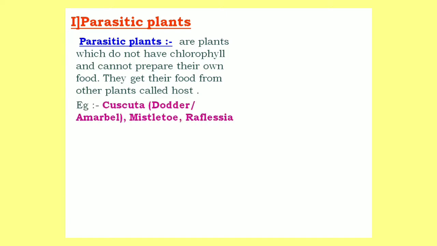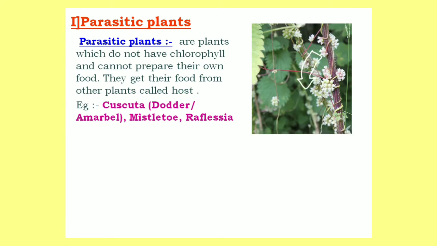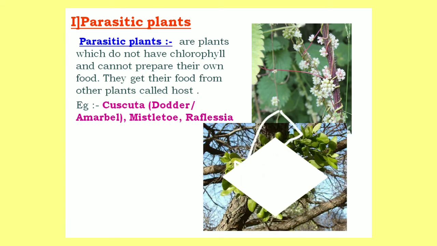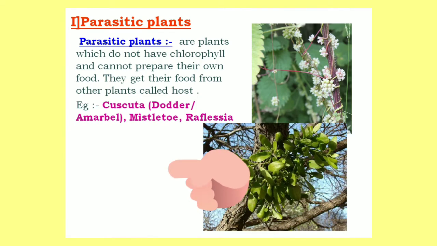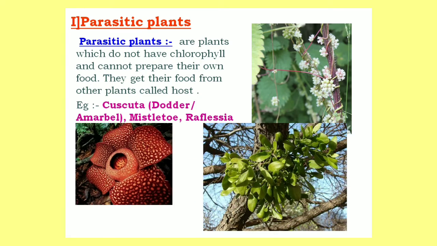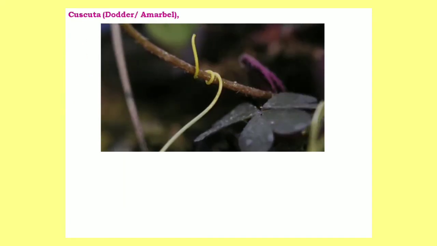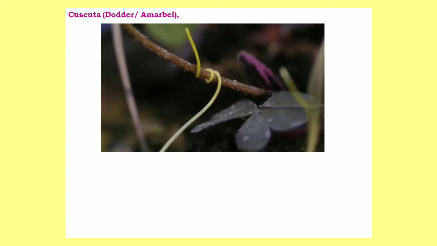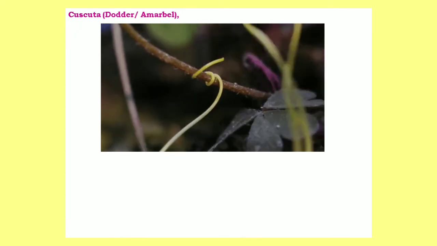Some examples of parasitic plants are Cuscuta, which is also known as Doda plant or Amarberry. We have the Mistletoe and Rafflesia. In this picture, you can see a Cuscuta or the Amarberry. We have the Mistletoe, and this picture is a picture of a Rafflesia. What is Cuscuta? Cuscuta is also known as Doda or Amarberry.